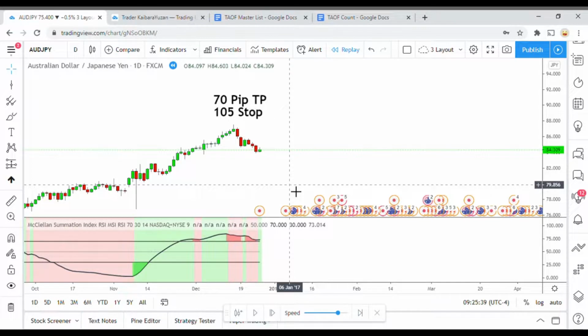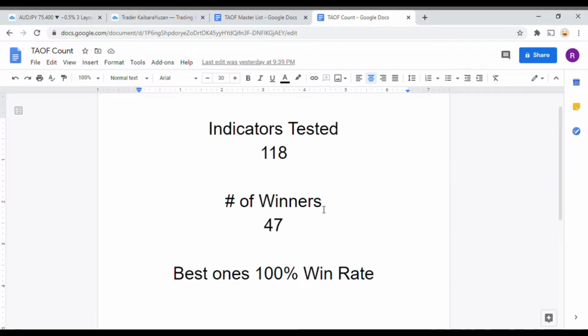Alright, as I said, today we will be testing the McClellan Summation Index RSI. But before we do, I wanted to put the indicator scoreboard up for everyone to see. So, to date, we have tested 118 indicators. And out of those 118 indicators, 47 of them have been winners, which means that they have met or exceeded the 60% win-loss ratio threshold that we have set for them. The best ones so far were able to achieve a 100% win rate.